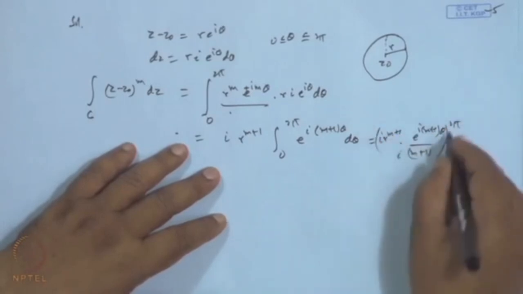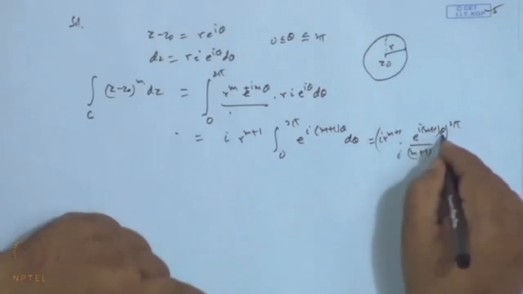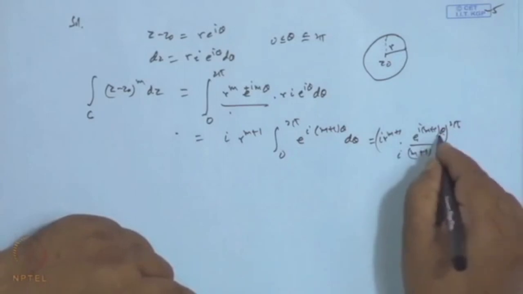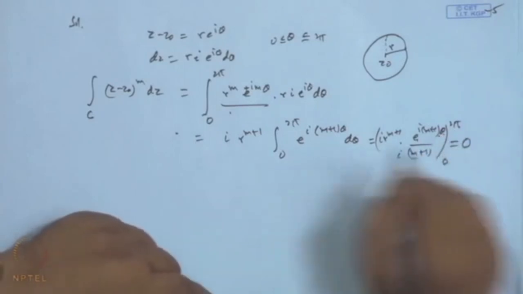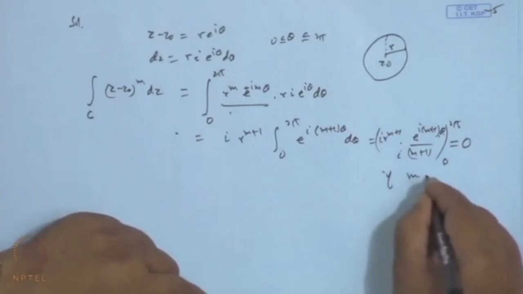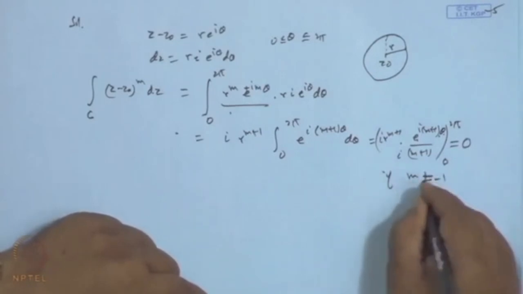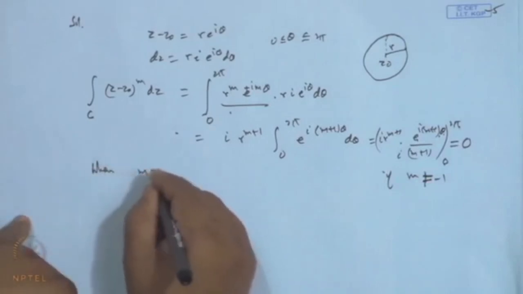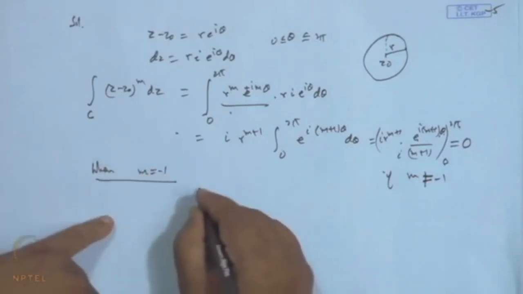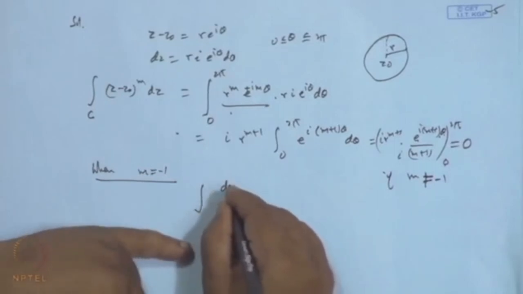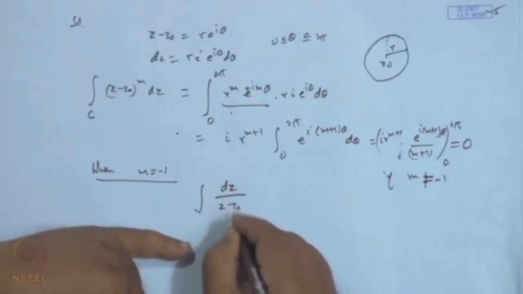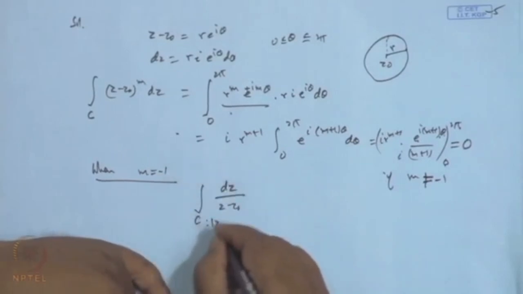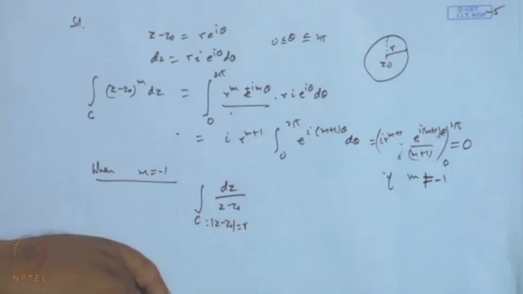So, the value of e to the power i times some constant times θ at 2 pi will be 1, and at the point 0 it is also 1. So, the value will come out to be 0 if m is different from minus 1. But when m is minus 1, then we have to evaluate this integral separately, and we get 1 over z minus z naught along the path C, where C is this circle |z minus z naught| = R.